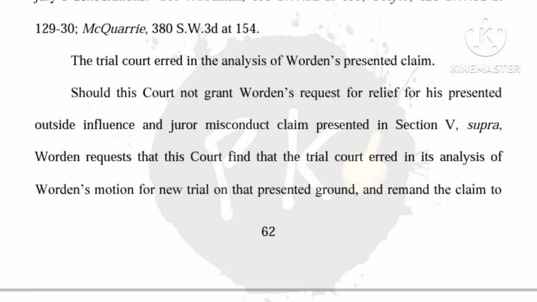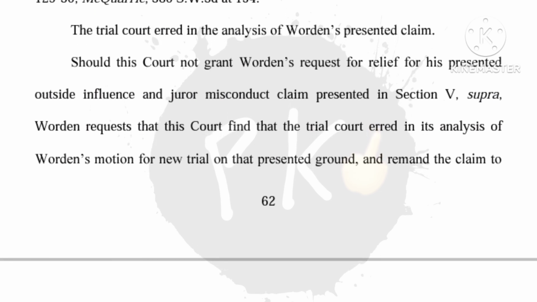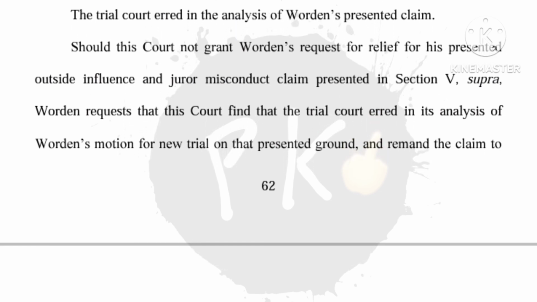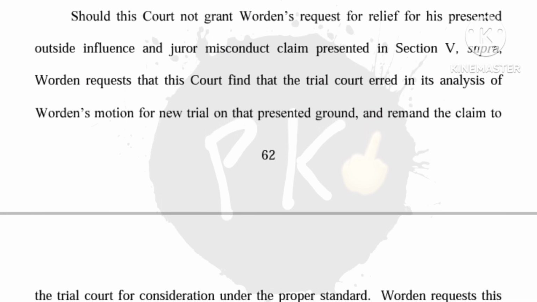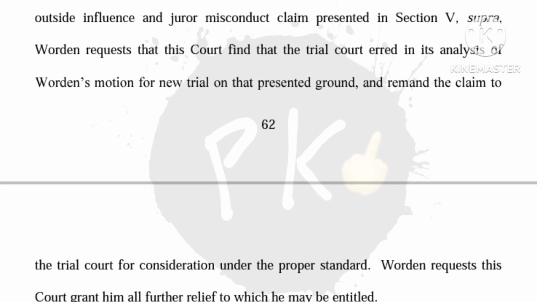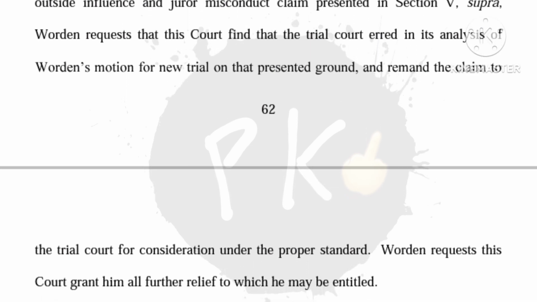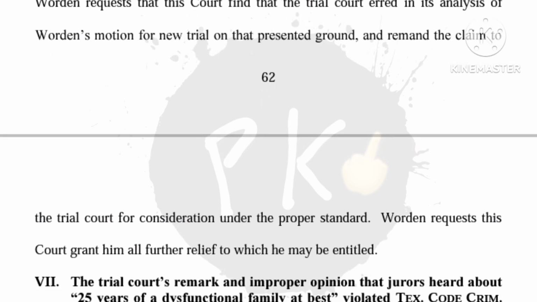Should this court not grant Warden's request for relief for his presented outside influence and juror misconduct claim presented in Section 5, Warden requests that this court find that the trial court erred in its analysis of Warden's motion for new trial on that presented ground and remand the claim to the trial court for consideration under the proper standard. Warden requests this court grant him all further relief to which he may be entitled.